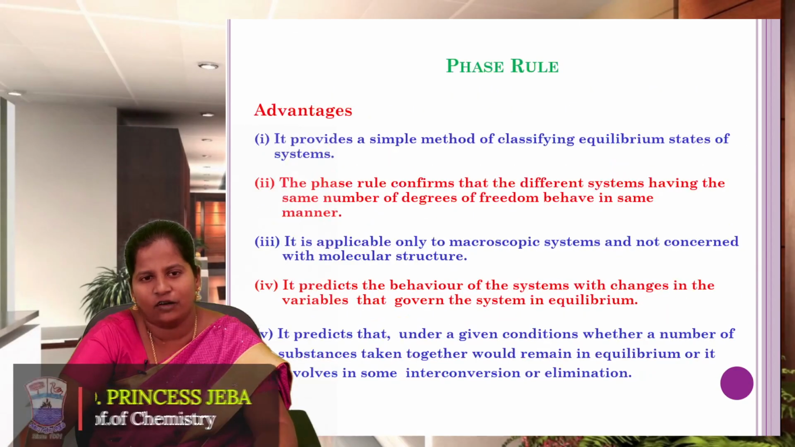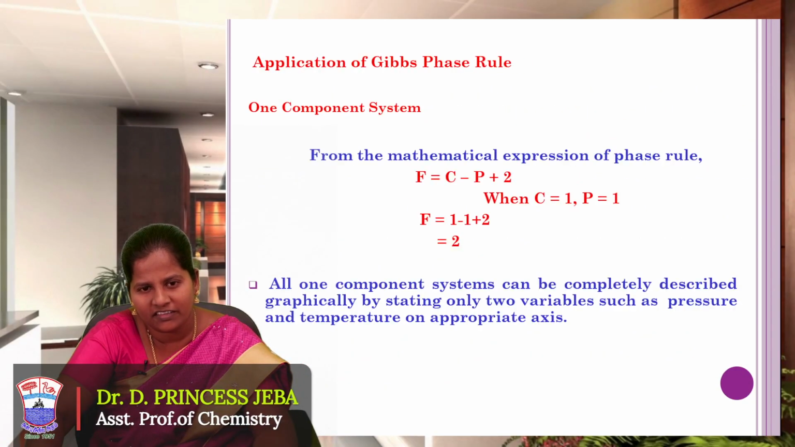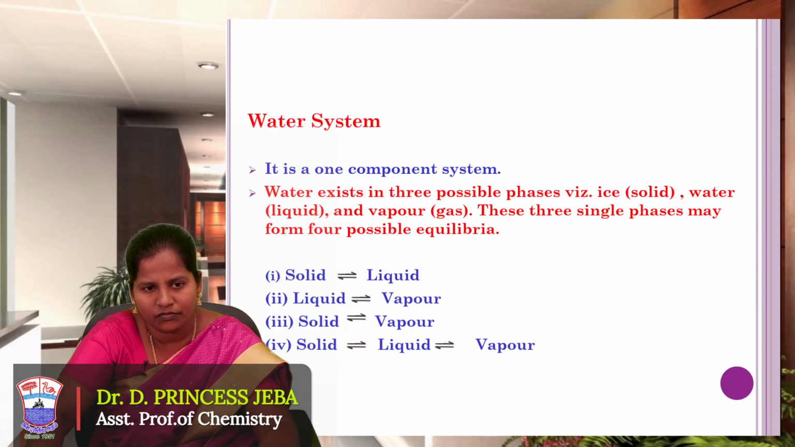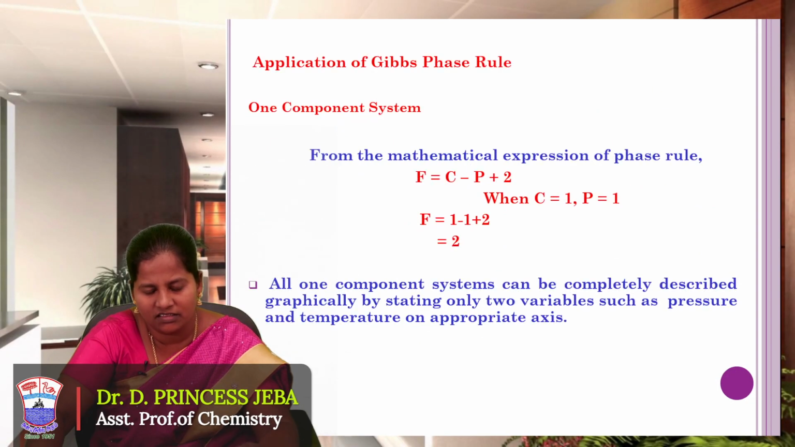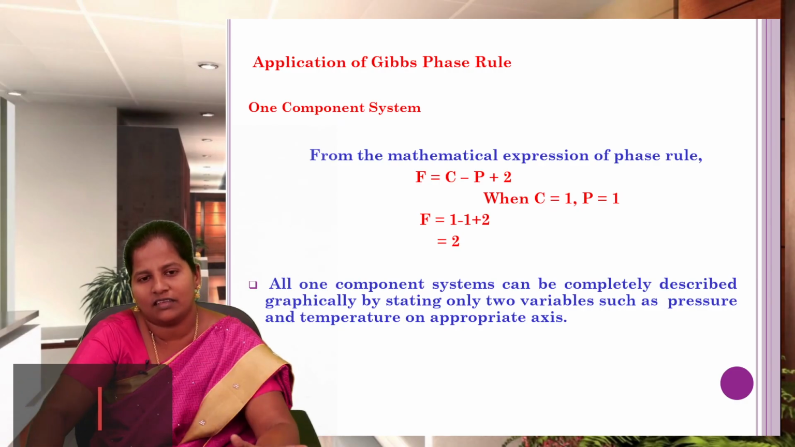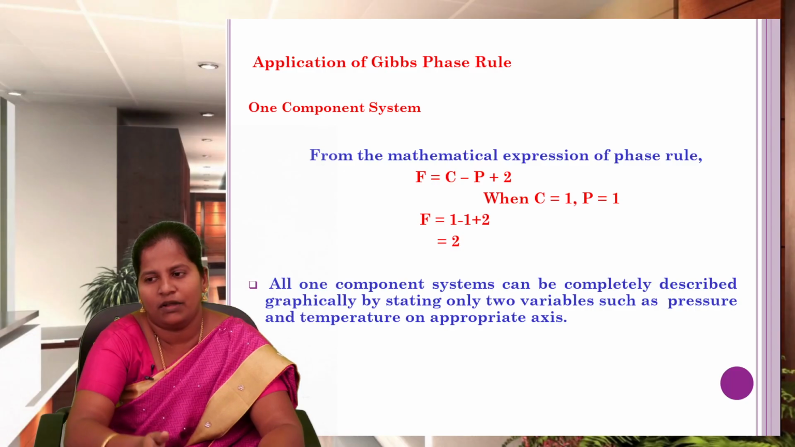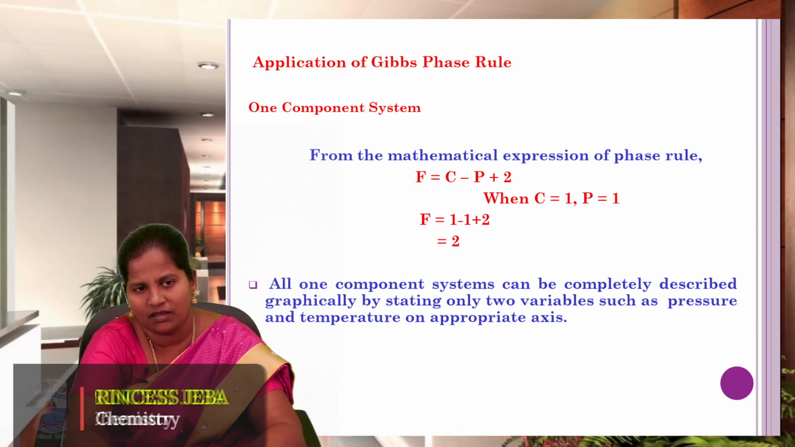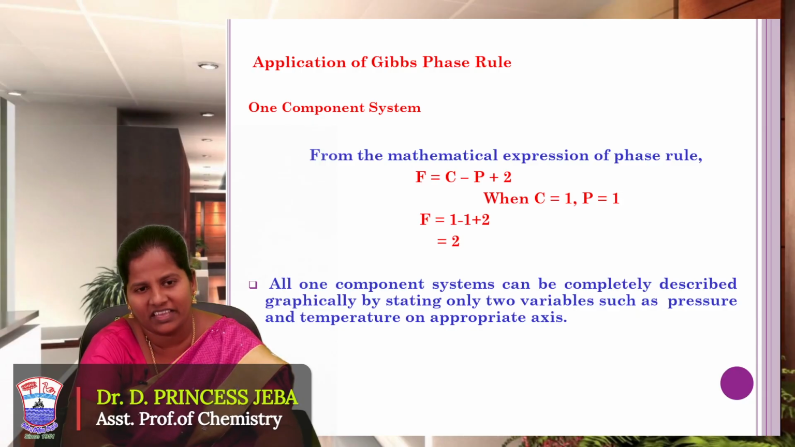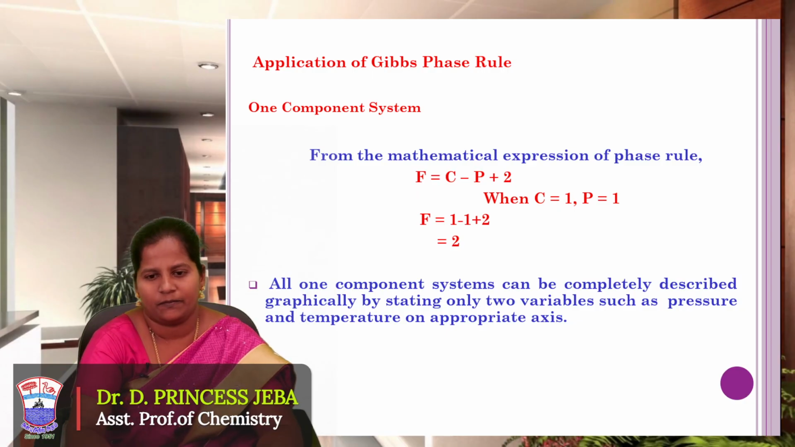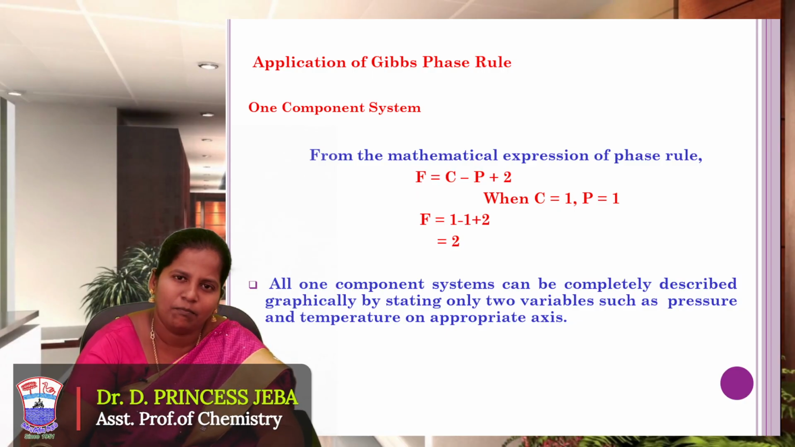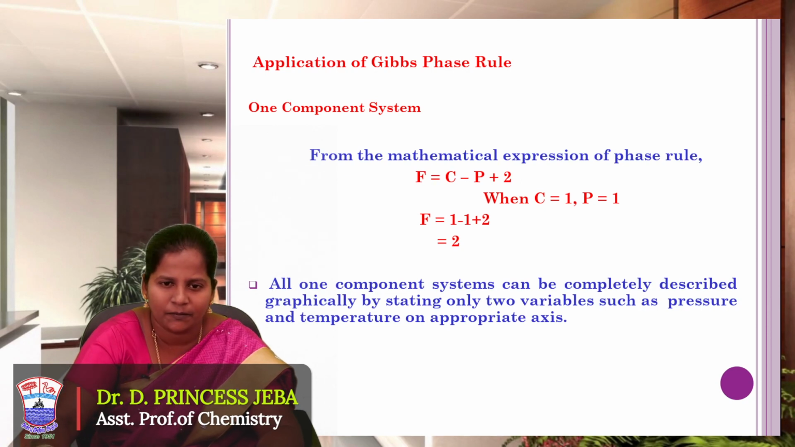The next one is application of Gibbs phase rule. So how Gibbs phase rule is applicable in order to predict the components, phases of various systems. Phase diagrams. So this Gibbs phase rule is applicable to explain the number of phases and components of a particular system by means of a particular diagram which is called as a phase diagram. From the phase diagram, we are able to calculate the number of degrees of freedom. So all the components of a system can be completely described by a graphical way.